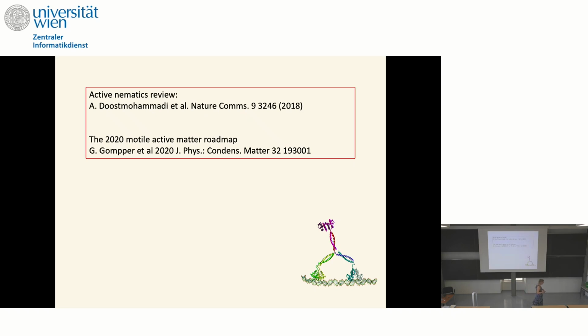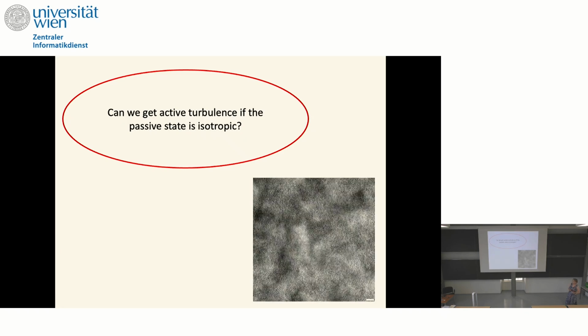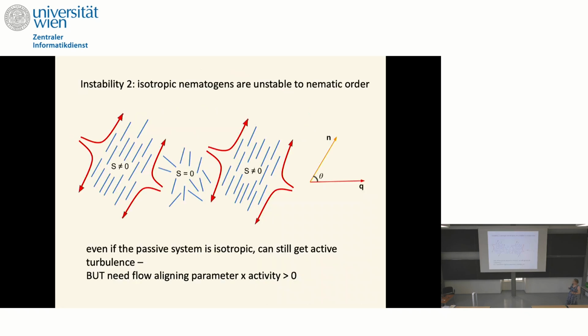So let's start off with a system which is a load of nematogens, but they're not ordered. They're isotropic. So it's like having a liquid crystal at infinite temperature. They're still long and thin, but they're randomly ordered. And say, can I get active turbulence in that sort of system? I've been worried about this for a while, but the answer is yes. And it's yes because of something which I've called instability 2.